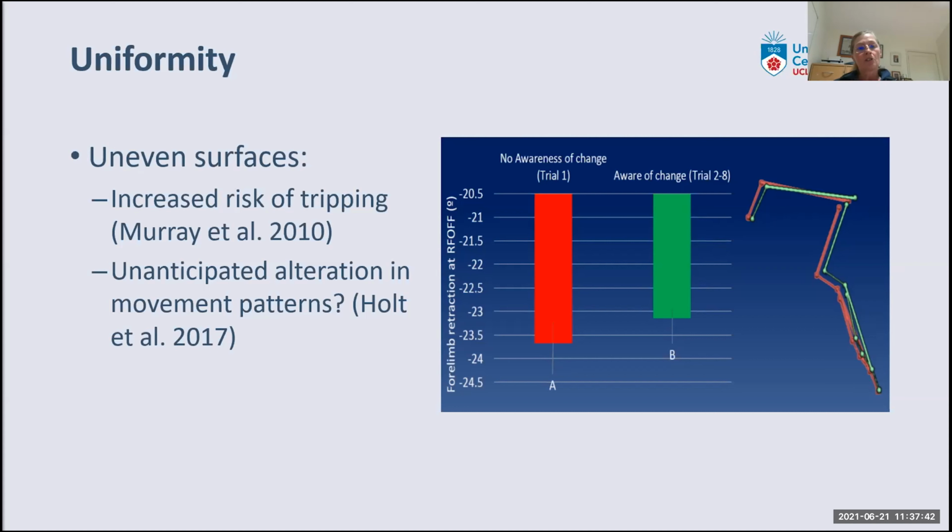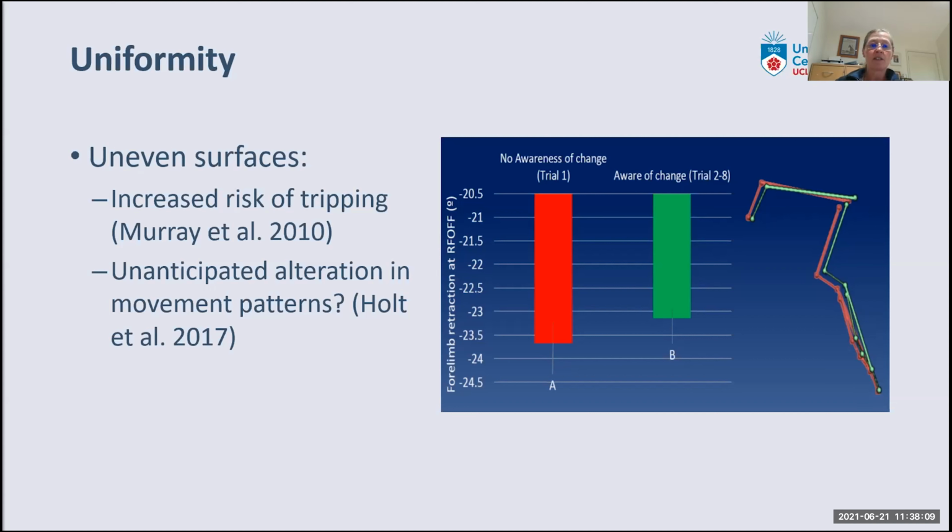And what we wanted to do was to take the horses, these were in-hand horses, just trotting over the surface, and look at whether the first time that they went over and then subsequent times there was a difference in the way they moved across the surface, whether they knew it was different or not. And actually there was a difference.